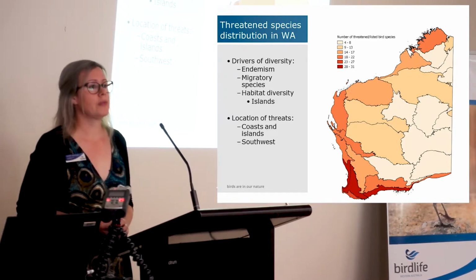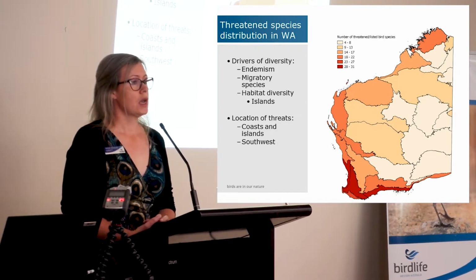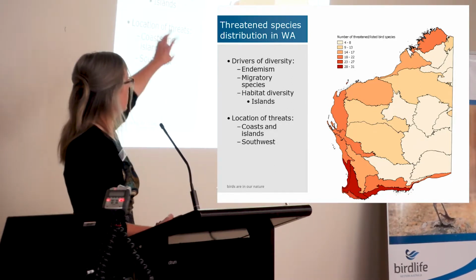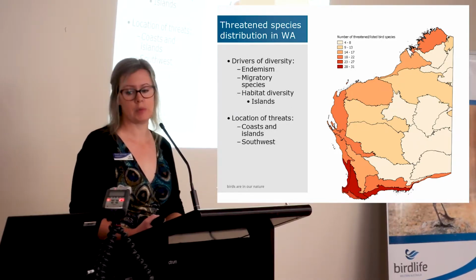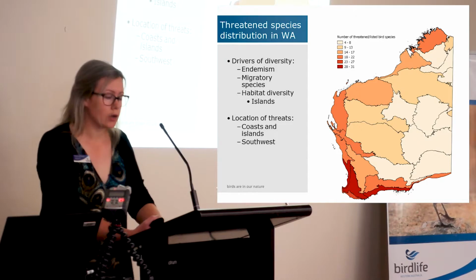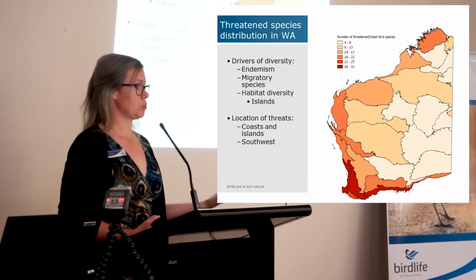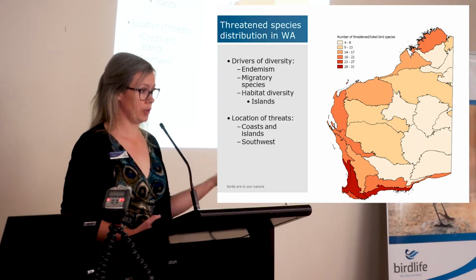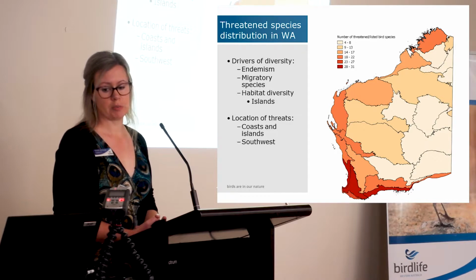It's important to note that there is no IBRA region in the state that is without threatened species, even though most pale ones still contain at least 4 threatened or listed species. But we see a very high concentration of species in our southwest. That's not surprising. That's where the majority of our population lives. That's also where those endemic species and subspecies reside.